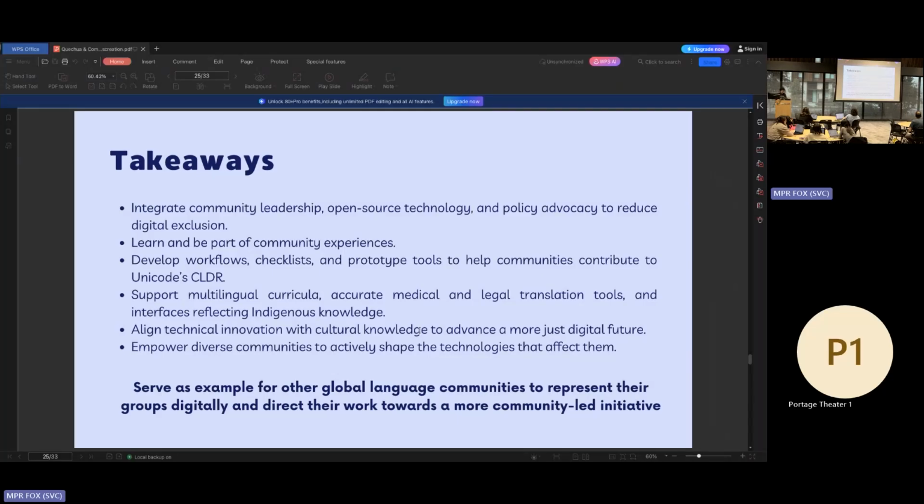Finally, I want to see this work as a sort of example for other global language communities so that we can better represent their groups digitally and in a way direct their words toward a more community-led initiative, something that is led by the communities themselves, something that communities can be part of, deciding what is the future for their language.